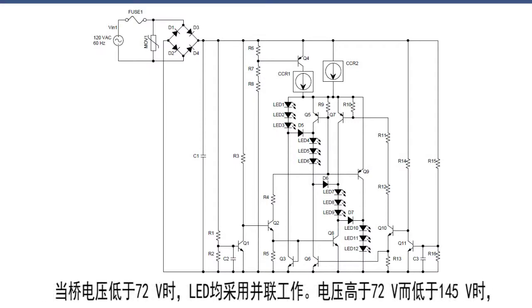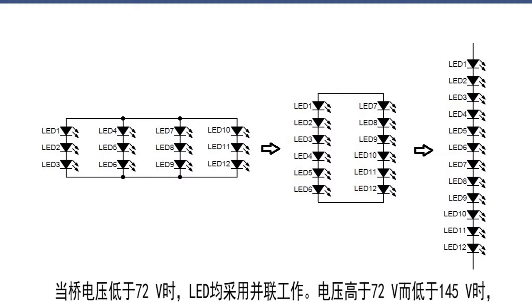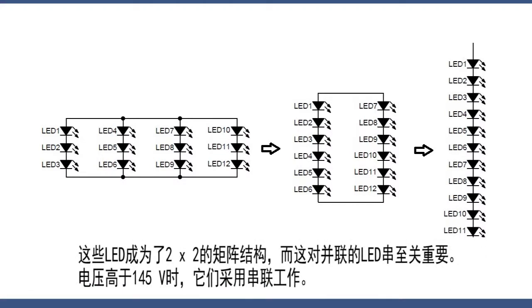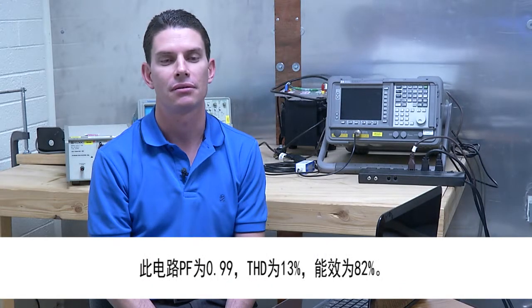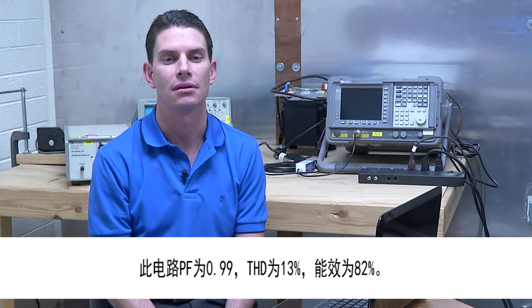The LEDs operate all in parallel when the bridge voltage is below 72 volts. Above 72 volts and below 145 volts, the LEDs are in 2x2 matrix, which is essentially 2 strings of LEDs in parallel, and above 145 volts, the LEDs are all now in series. The circuit has a power factor of 0.99, a THD of 13%, and an efficiency of 82%.